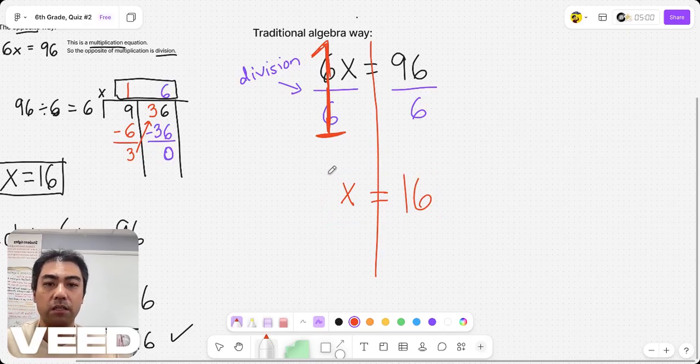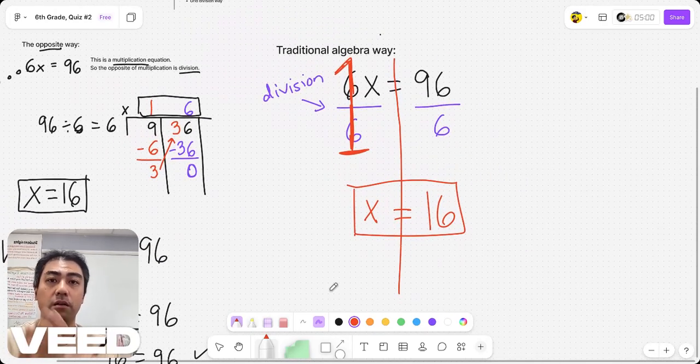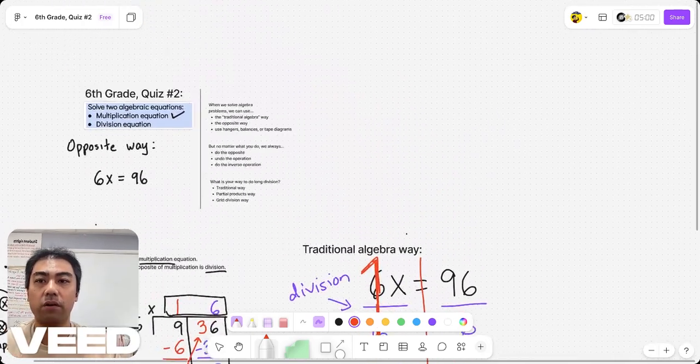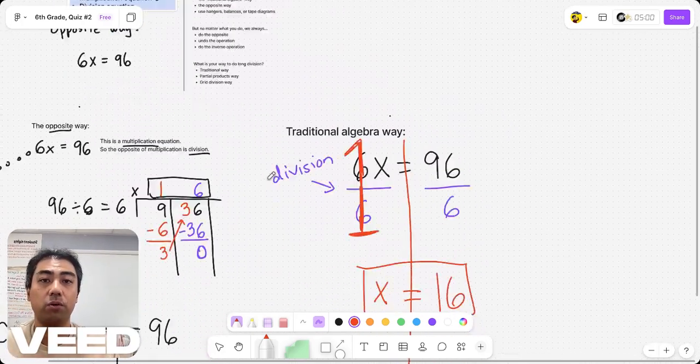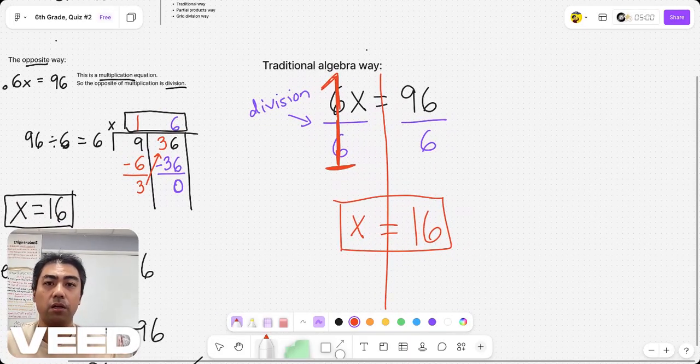So we just, in this video, went over the opposite way and the traditional algebra way. All right, that's how you solve a multiplication equation. That's an algebraic equation, okay? All right, hope this video helps.